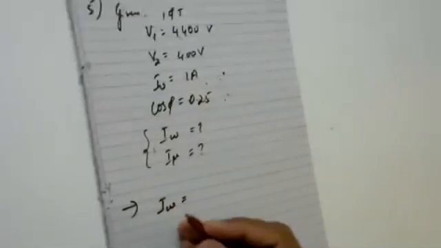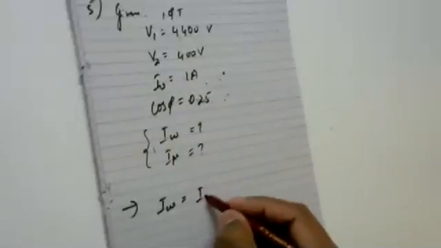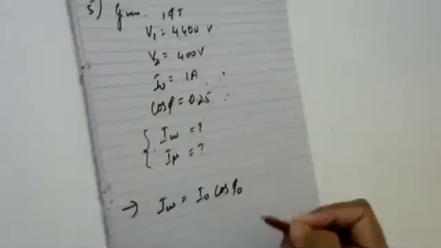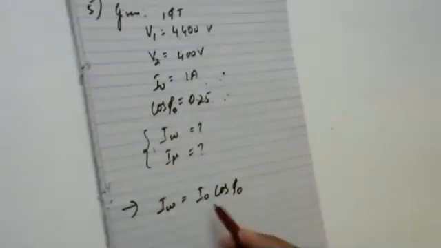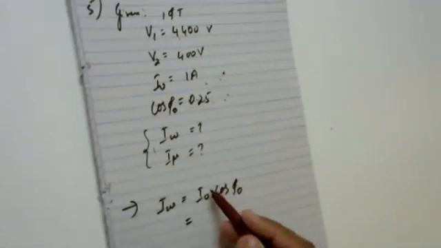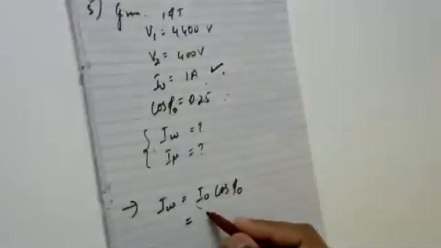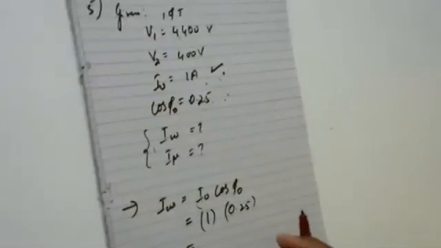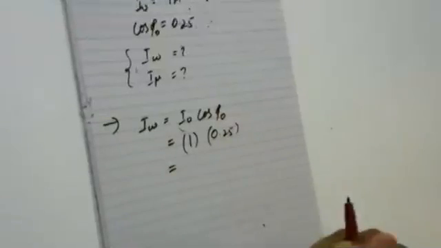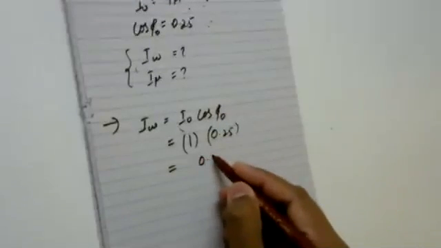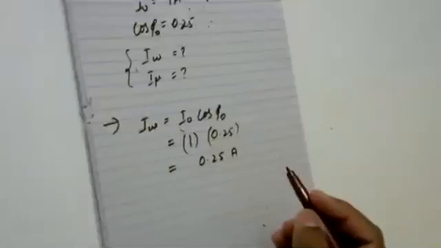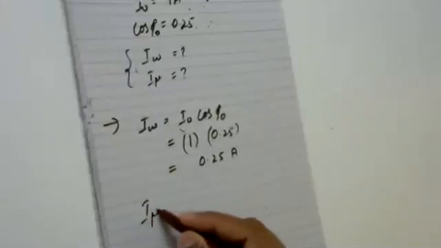In order to compute the value of IW, I know that IW is given by the equation I naught cos phi naught, where cos phi naught is the no load power factor. What's the value of I naught? The value of I naught is 1 amp. So this is 1 into cos phi naught, and cos phi naught is 0.25. So what's the value of IW? It is 0.25 amps.